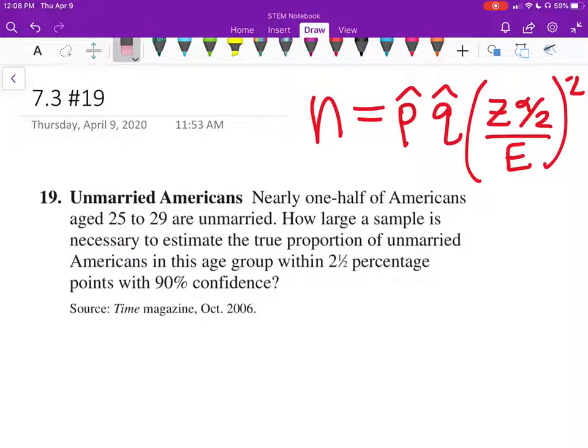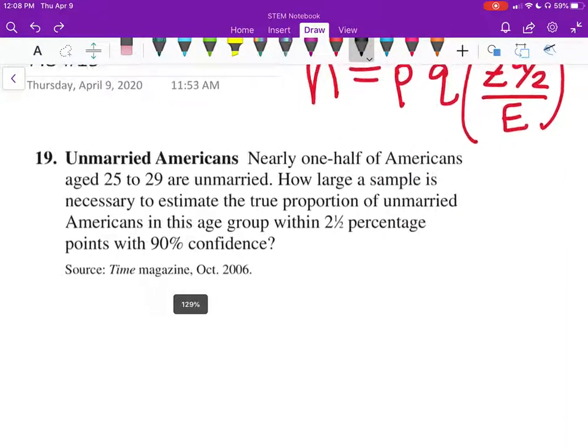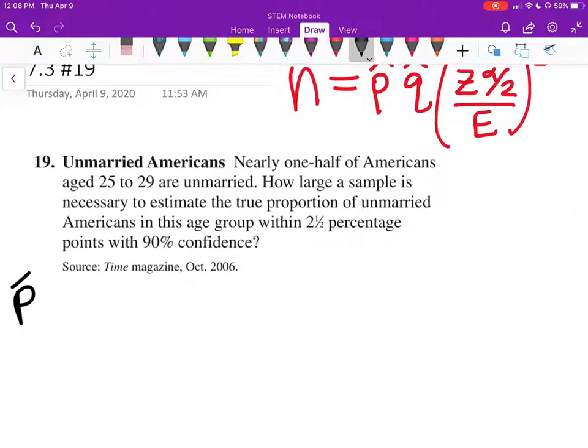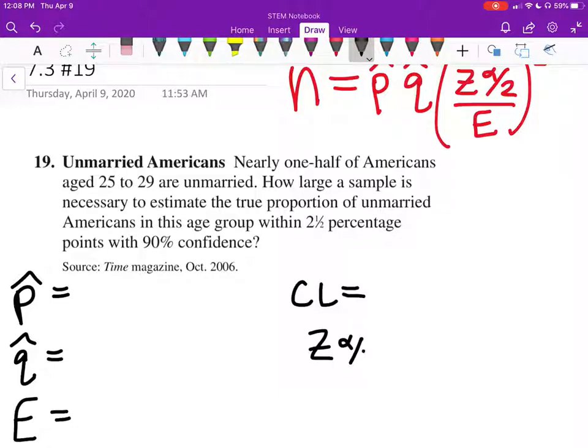So now let's find the necessary pieces. We need p hat, we need q hat, we need our error, our confidence level, and our z of alpha over 2. So let's start from the beginning. It says nearly one-half of Americans ages 25 to 29 are unmarried. So there's a percentage right there. Nearly one-half is 50%, but let's figure out whether it's p hat or q hat.